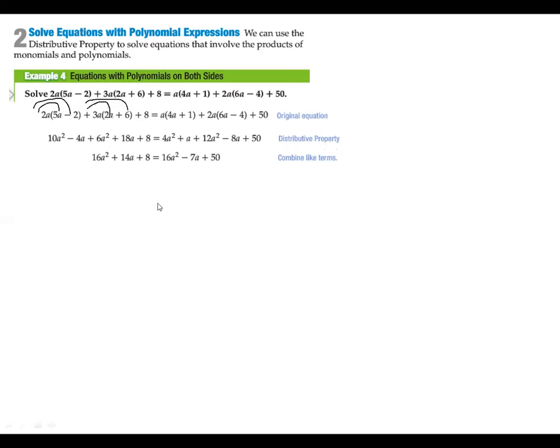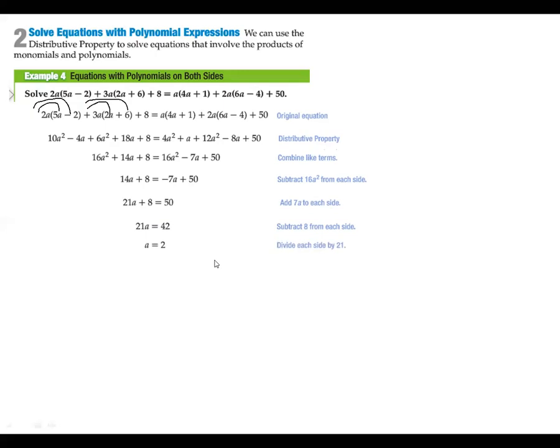The next step is notice that you have a 16a squared on this side and this side. If I try to get them together, I'm going to subtract 16a squared from both sides, and they're going to cancel off, which would leave you with 14a plus 8 equals negative 7a plus 50. Now, if I add 7a to each side, you get 21a plus 8 equals 50. Subtract 8, then divide by 21, and you get a equals 2.